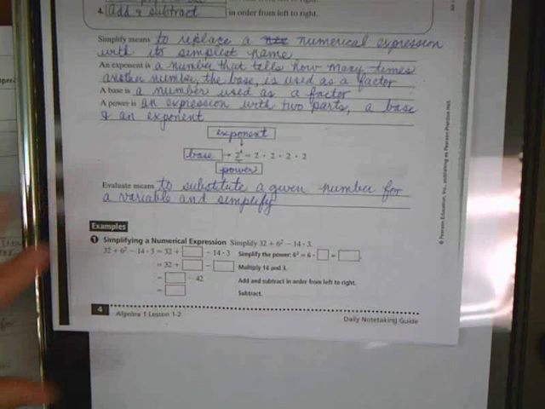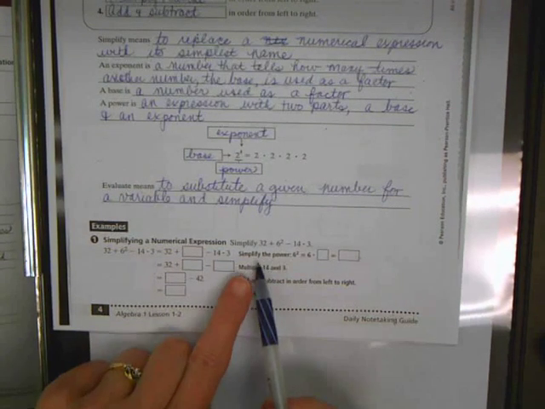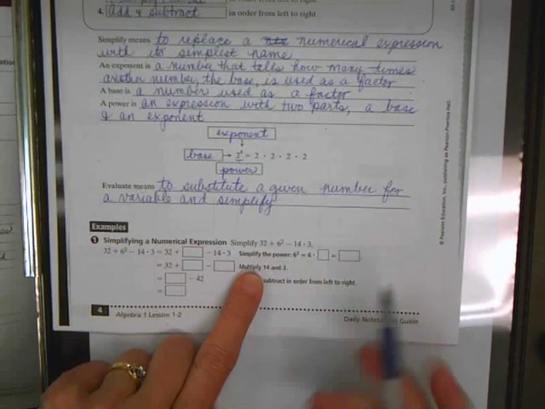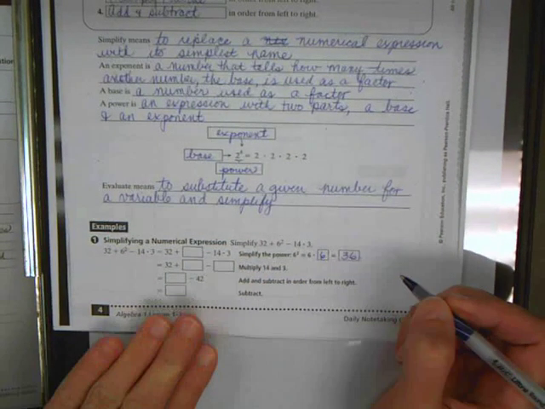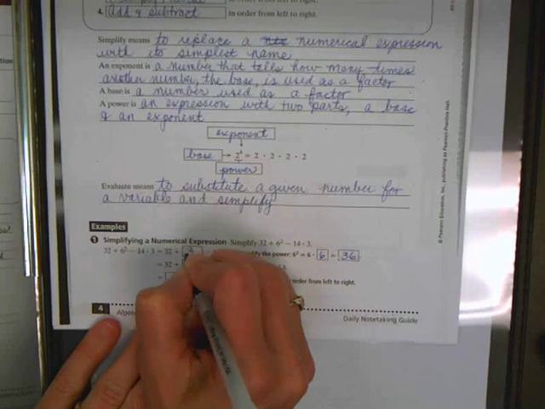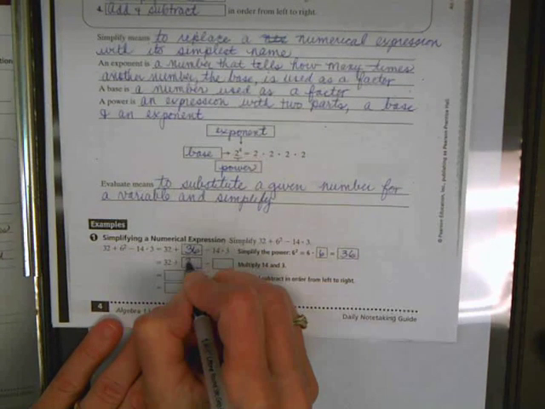Our first example is simplifying a numerical expression. So if we want to simplify 32 plus 6 squared minus 14 times 3. Okay, so the first thing we would do is we're going to simplify the power 6 squared. Remember that means 6 times 6, so it's 36. So we can replace 6 squared with 36. I can just bring this down right here.